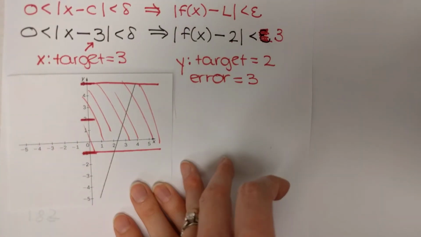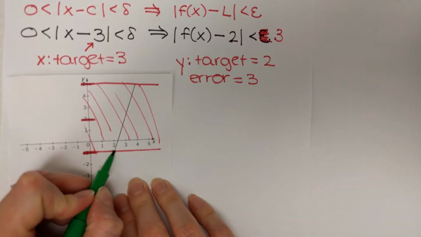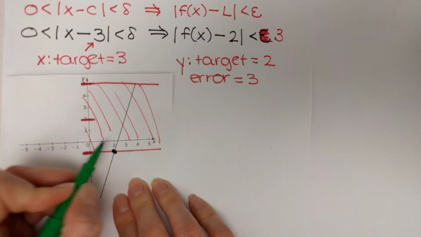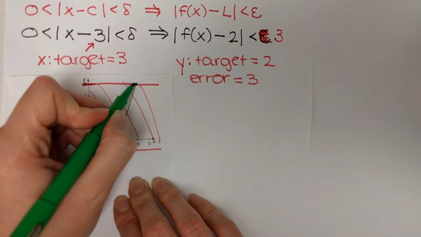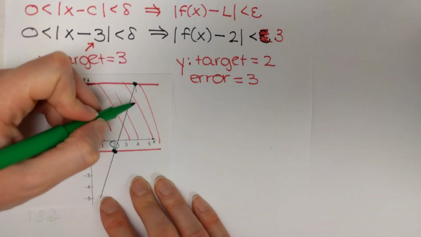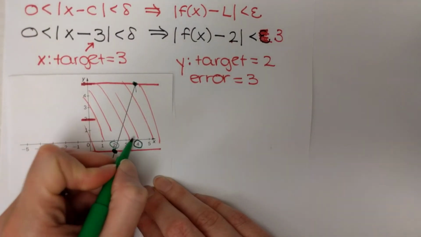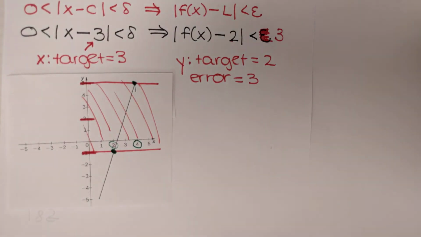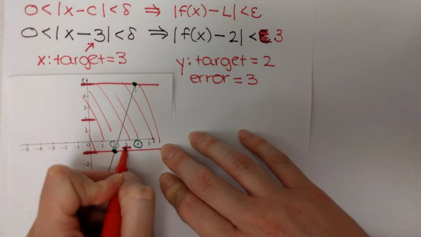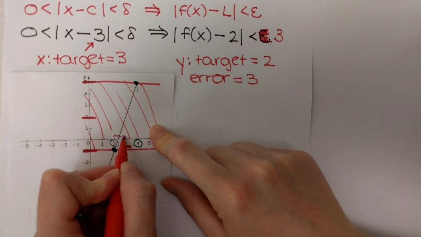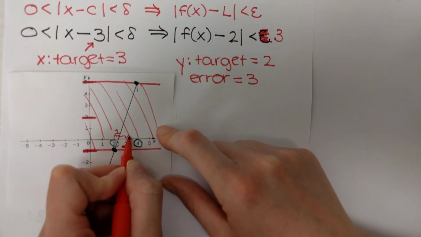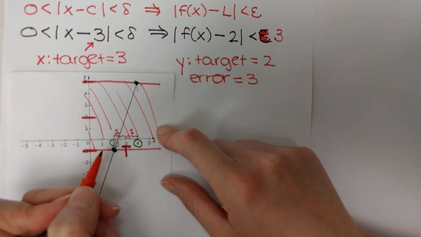So going from left to right here, we see that the function enters into the epsilon band here, and that corresponds to an x value of 2. It then leaves the epsilon band here, and if I go down to the x-axis, that corresponds to 4. Now, the target that we're trying to get to on the x-axis is 3. So 3 is our target, and we want to figure out the error from 3 to stay within that epsilon band. So to the left of 3, we would have to be 1 unit away, and to the right of 3, we would also have to be 1 unit away.